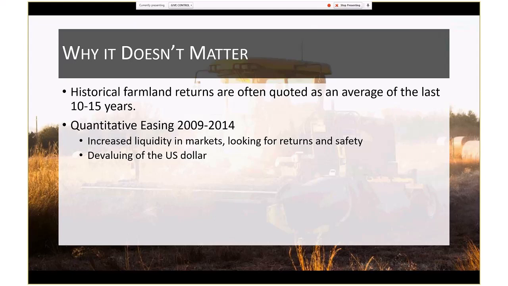And why I'm saying it doesn't matter is, and I will say that I wrote this a couple weeks ago, so I'll talk at the end about what this might look like going forward. But short of another event like what we had in 2007 to 2014, I would say that agricultural land values are more than likely going to kind of chug along at that 2 to 3% appreciation.